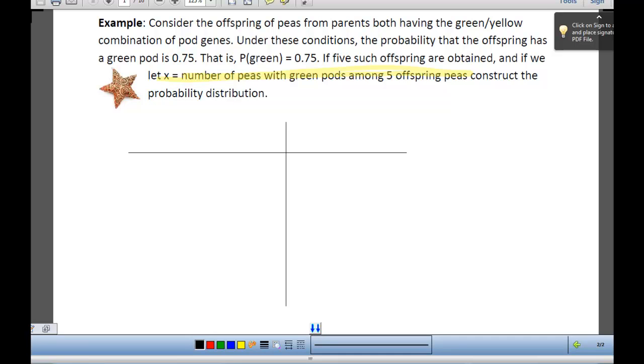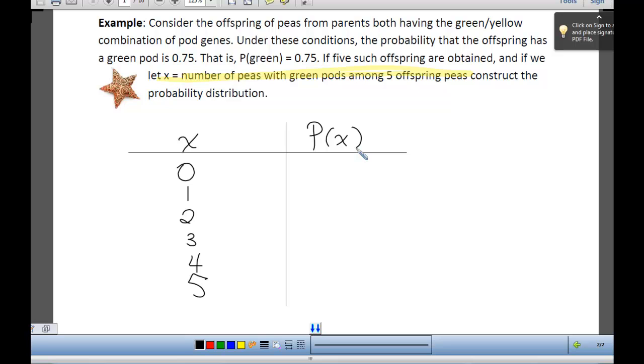First of all, we're going to list the possible outcomes. What are the possible outcomes? Well, actually, it's the number of green pods among five pods. How many could be green? Five could be green. Is there any other possibility? Four, three, two, one, zero. It's possible for zero. So these are all of the possible outcomes, 0 through 5. Then, to finish this, we would need to calculate the probability of getting each of these.